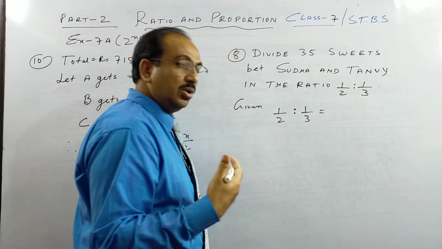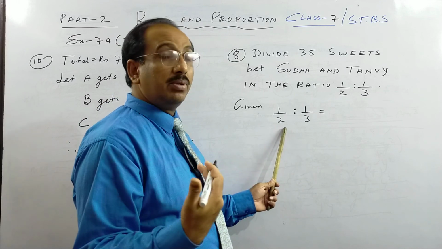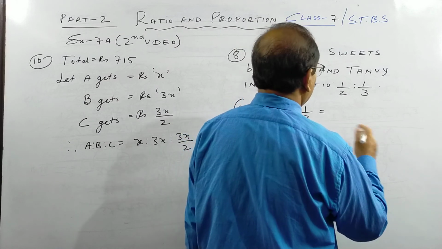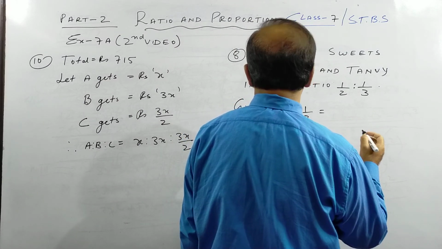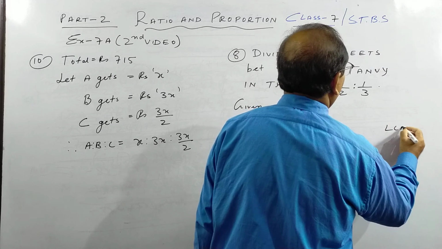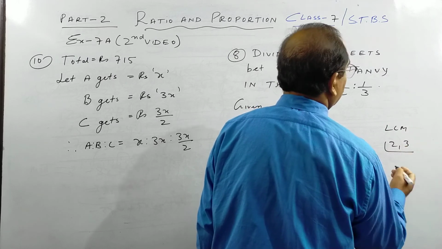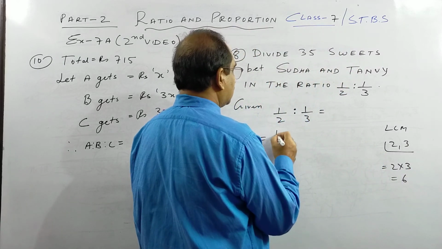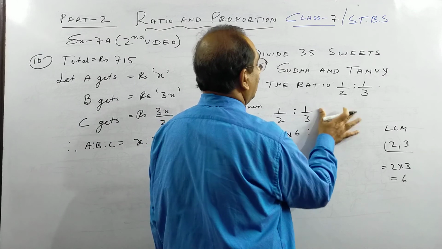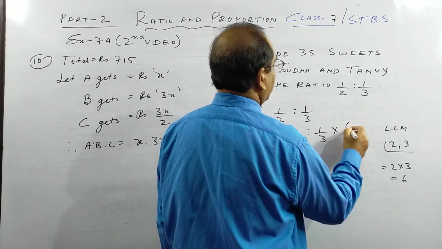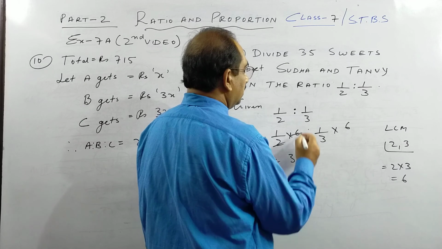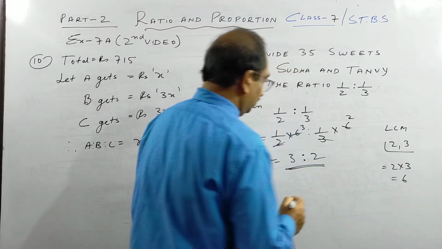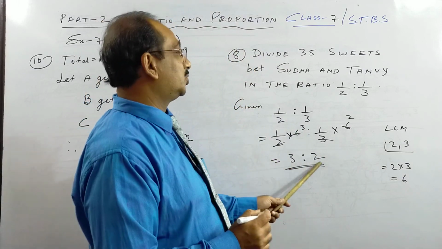1/2 : 1/3. I told you in my previous video that a ratio can be multiplied by the same thing and it remains the same, because it can be cancelled, so it does not change. So find the LCM of 2 and 3. If you find, children, nothing is common, so the LCM is 6. Multiply each term by 6, and one very interesting thing you will get: 6 goes 3 times, 6 goes 2 times. So you see the ratio is 3:2.